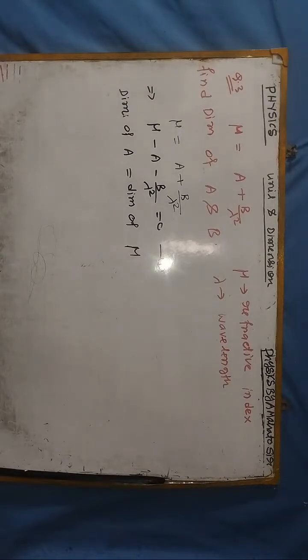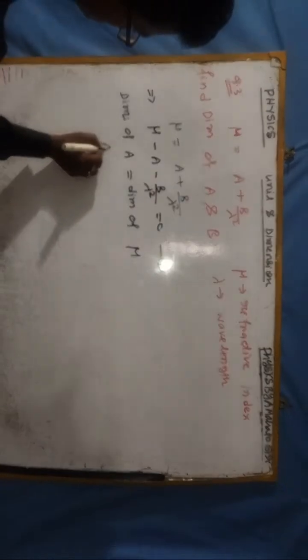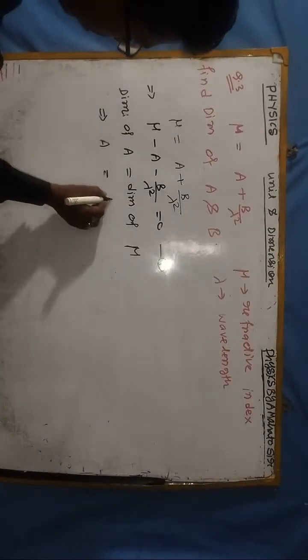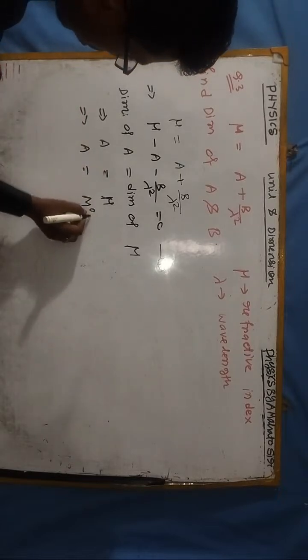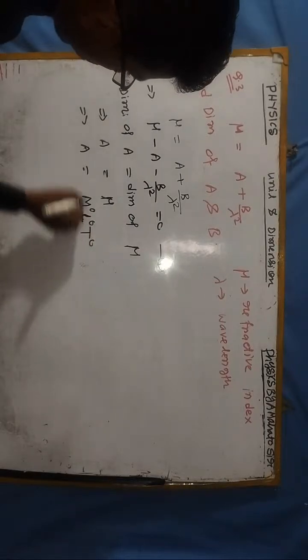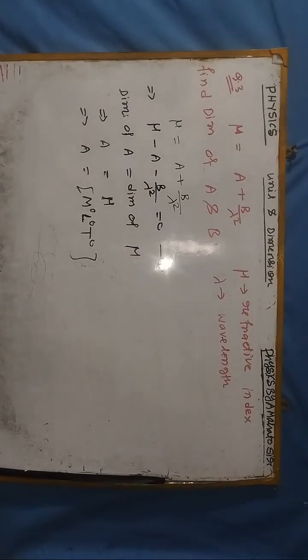So mu is a constant quantity, and a constant quantity has no dimension. So the dimension of A equals the dimension of mu, which is no dimension. So A equals M0 L0 T0, because mu is the refractive index, and the refractive index is a constant quantity with no dimension.